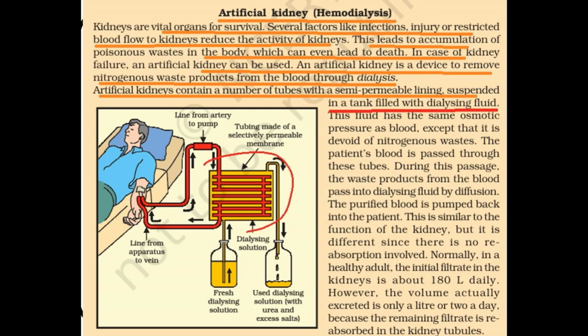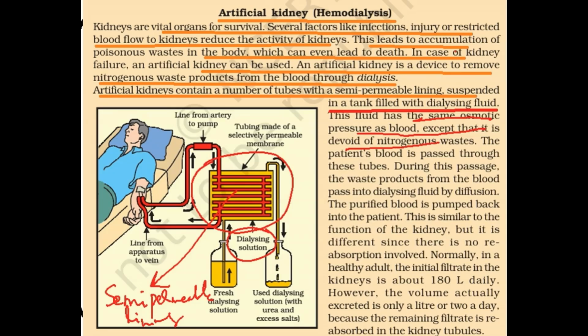There is one tank here in which there is dialysing solution, and there are many tubes here. These tubes are having semi-permeable lining. So what is the benefit of this kind of arrangement? This fluid has the same osmotic pressure as blood, except that it is devoid of nitrogenous waste. So this dialysing solution will not have nitrogenous waste like urea.